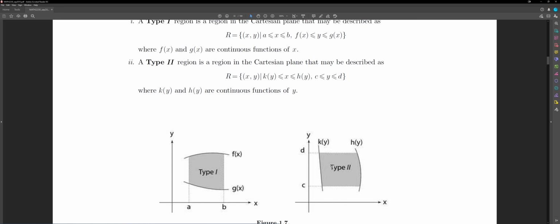And the x values lie between two functions of y. So x is equal to h of y over here and x is equal to k of y over here. The x values lie between those. So what we're looking at is points where the y values lie between c and d, like this, and then the x values lie between two functions of y.